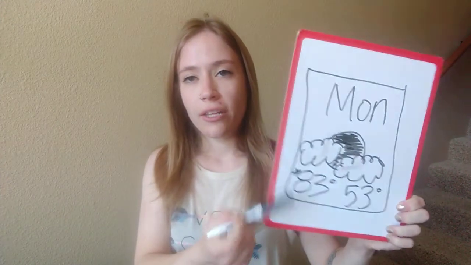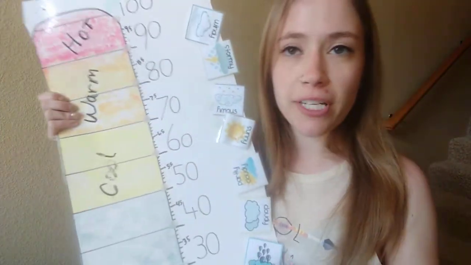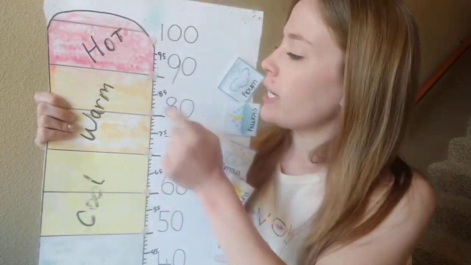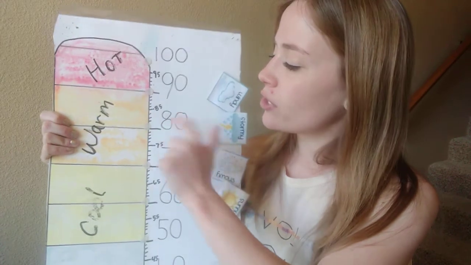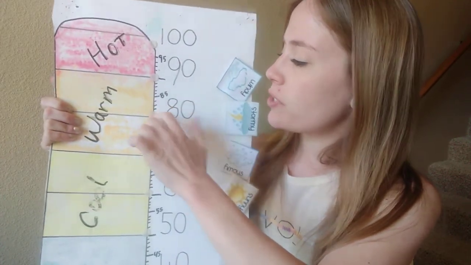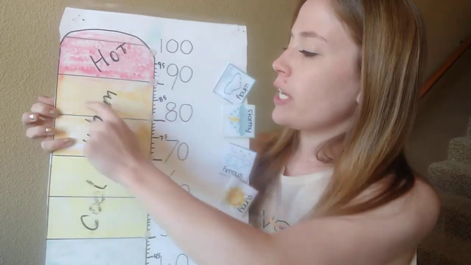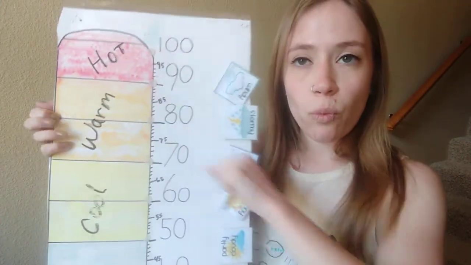Yeah, so if you said 83 degrees, you are correct. So let's see where that falls on our temperature scale. Okay, so we should be able to find 80 really easily because it's nice and big. And we know that it's not going to be more than 85. So we're going to start at 80 and just count up 3. Because 80 plus 3 is 83. So 81, 82, 83. So we are in that warm temperature range. So it will be warm today.